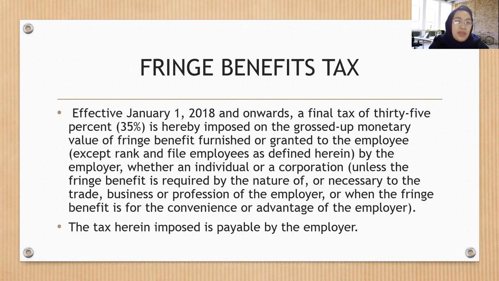Now, also included in your income tax returns, on your income tax on individuals rather, is this fringe benefits tax. It's a special kind of final tax. Effective January 1, 2018 and onwards, a final tax of 35% is hereby imposed on the grossed up monetary value of fringe benefits furnished or granted to the employee, except rank and file employees, by the employer.